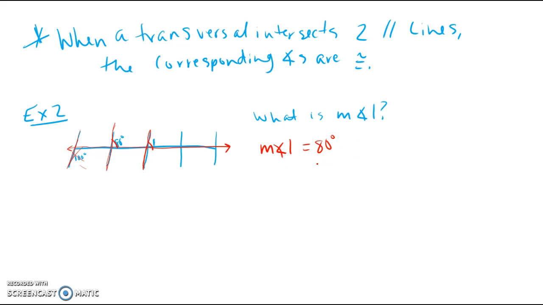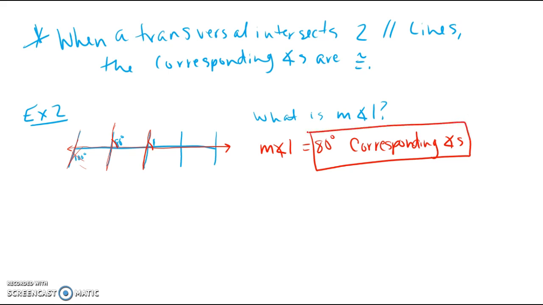So when it comes to your homework, you are going to write 80 degrees and then corresponding angles. We're going to go ahead and get in the habit now, for when we hit high school, of justifying why something is what it is. So, angle 1 is 80 degrees by corresponding angles, or because of corresponding angles. So, what is in this red box is what I am expecting to see if you are wanting full credit on the work part of your homework. So that's our second example.